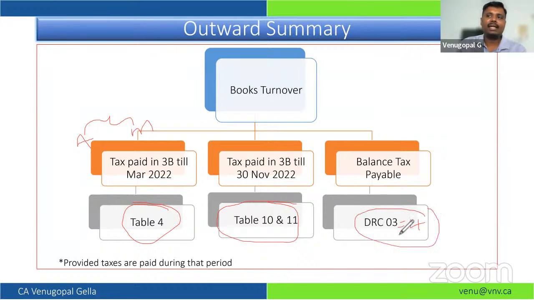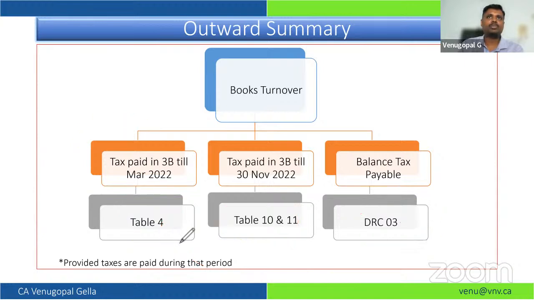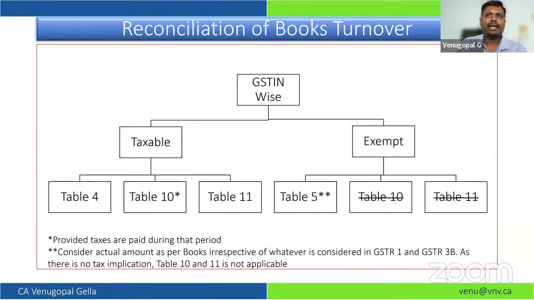So basically, table 4 will be having the values of DRC03 and the taxes that have been paid through 3B till March 22. This is more important, that you have to report the values in this. Some of you have already been doing it, so it's a revision for the first timers. When you look at the form, you'll get an idea of it. And if it is an exempt supply, the exempted supplies will be coming into table 5. So table 10, if you have paid the taxes in the next year, you will show in table 10.